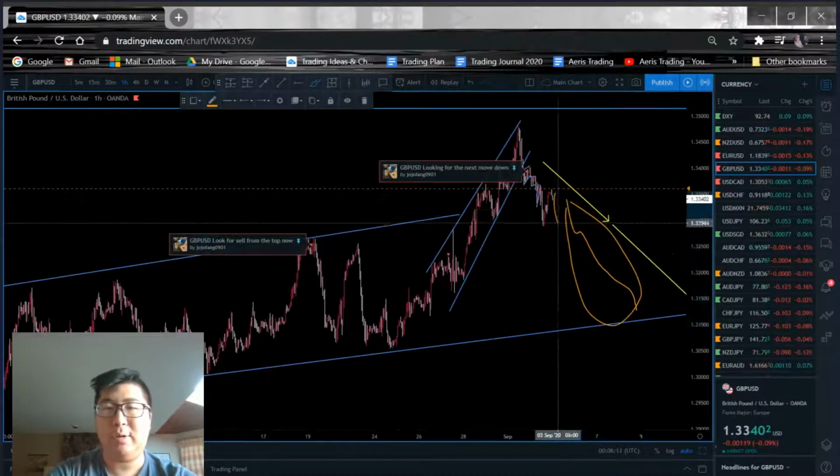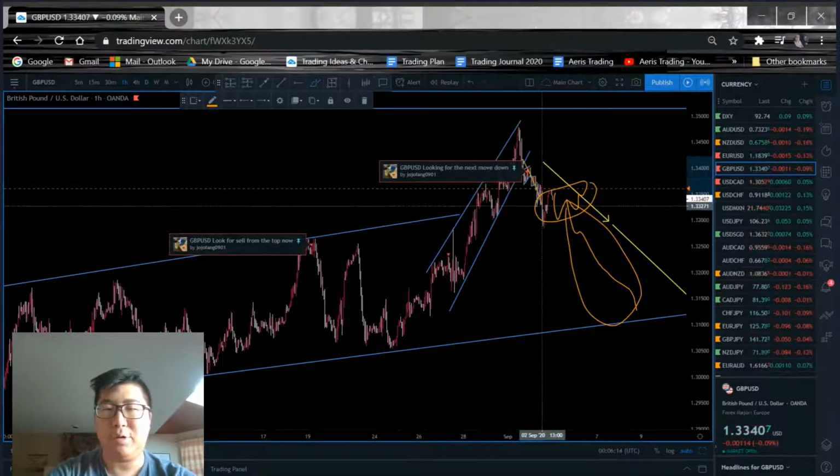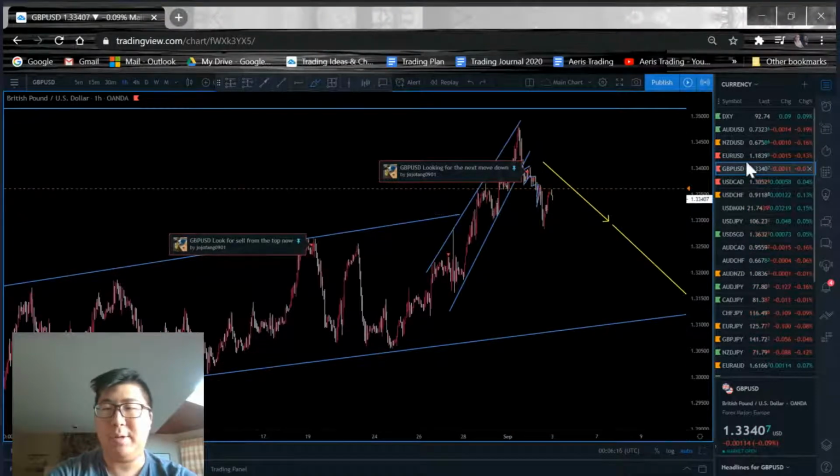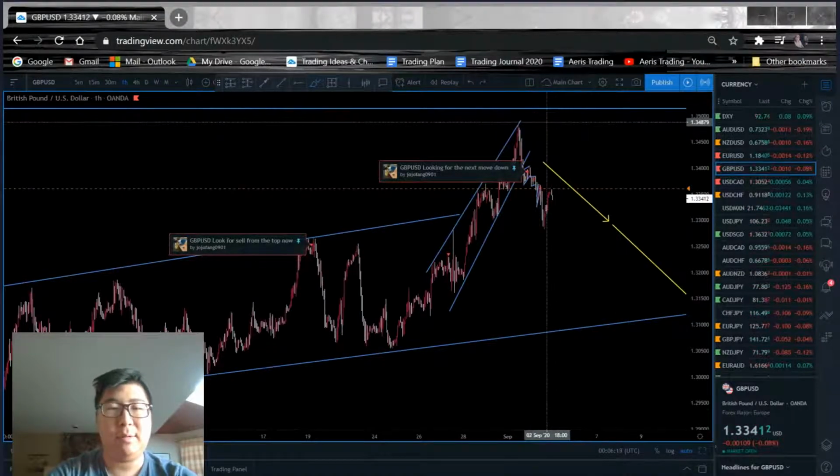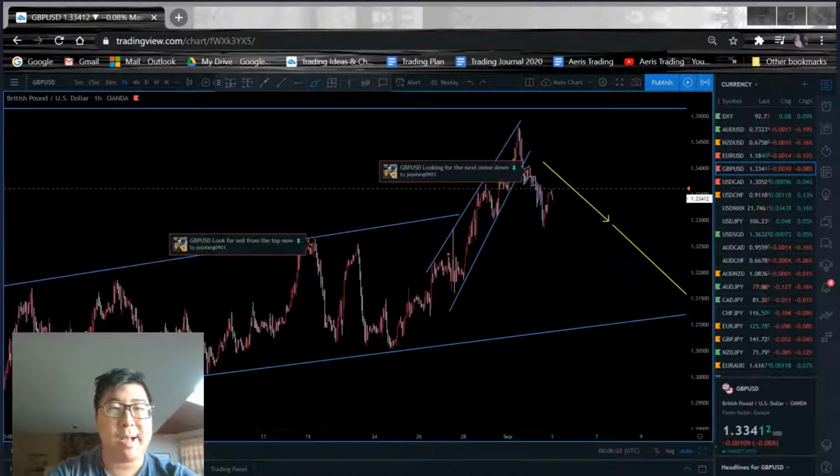So if there's going to be a better setup here after this drop, I will consider that versus a couple other dollar pairs I'm looking at. Okay, so that is pound dollar.